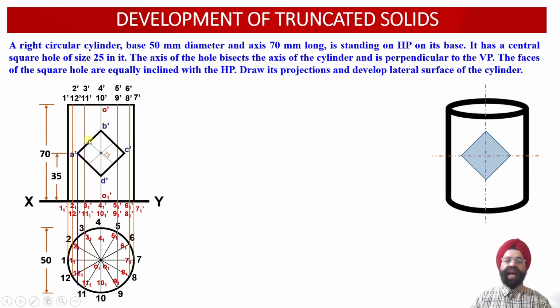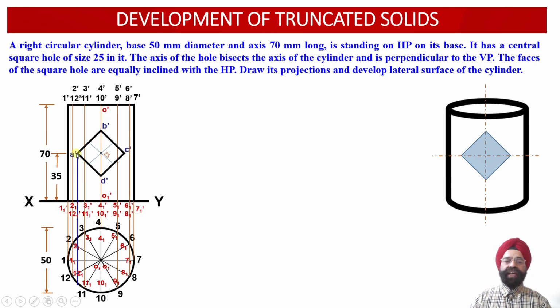So now we can see that this square hole is going to intersect with the vertical generators 3 dash, 3-1 dash, 11 dash and 11-1 dash. Similarly, this square hole is going to intersect with vertical generators 5 dash, 5-1 dash, 9 dash, 9-1 dash and 4 dash, 4-1 dash and 10 dash and 10-1 dash over here. So the 6 vertical generators of this cylinder are going to be intersected by this square hole.